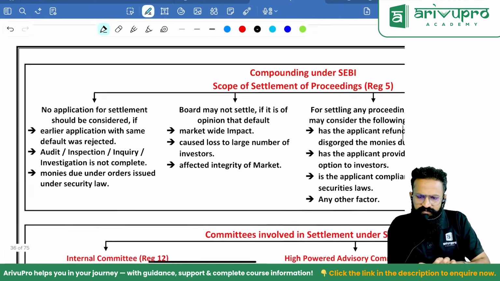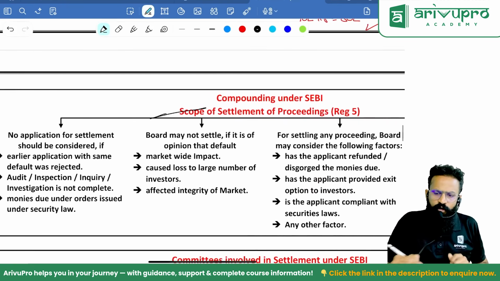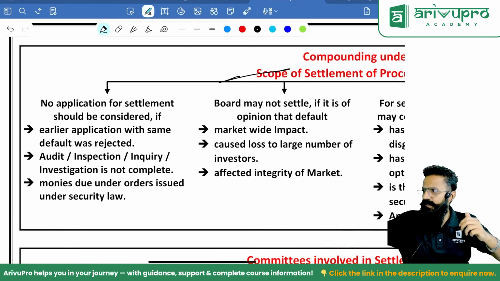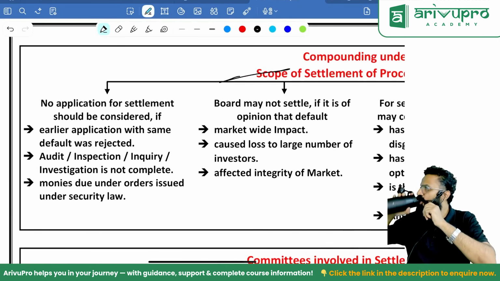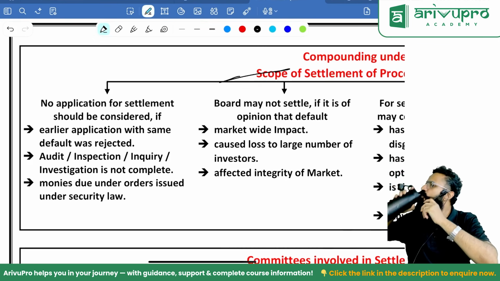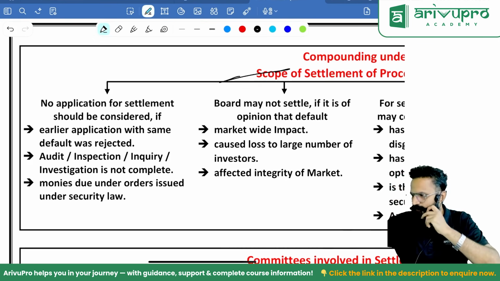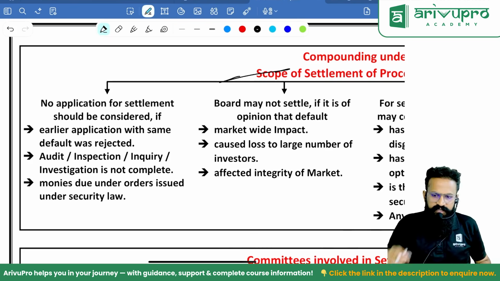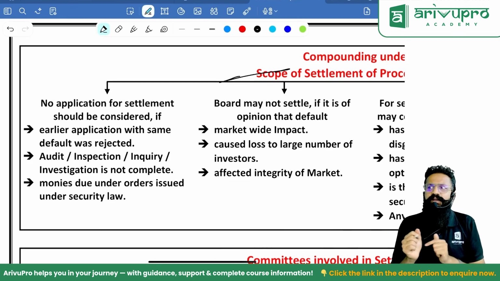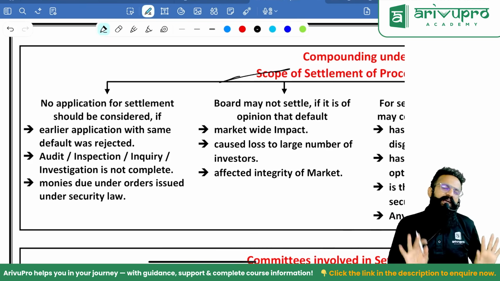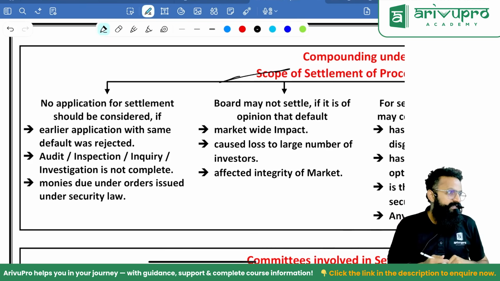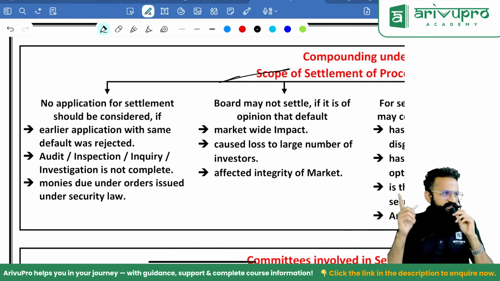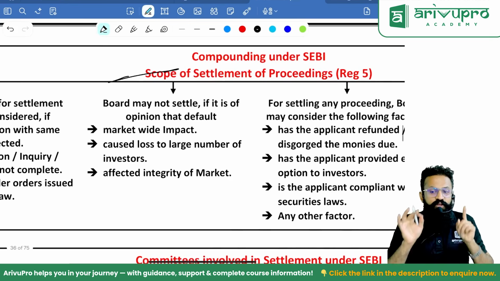Now what does regulation 5 say? Try to concentrate on this. Scope of settlement of proceedings. We are filing an application, correct? Okay, now see here. We are filing an application. Now they're telling you 3 scenarios. Keep these in mind when you are filing an application. Meaning, there are certain scenarios where the application will not be entertained, where it will be rejected. So when settlement is possible and when it is not possible is given in Regulation 5. That is called the scope of settlement.